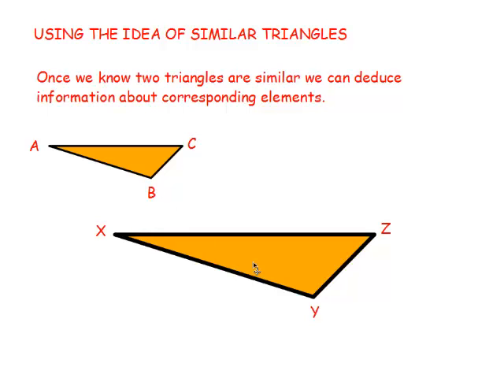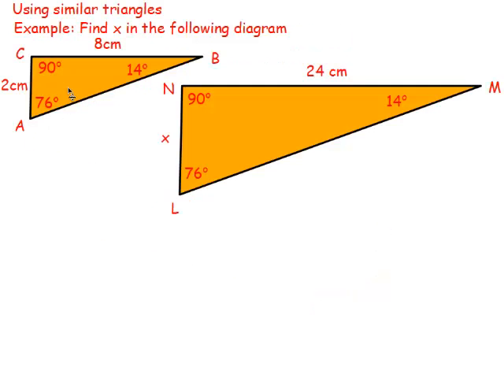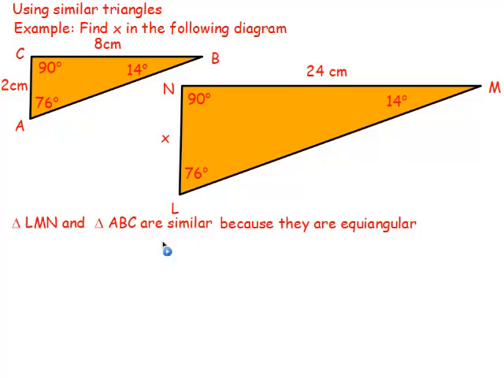Once we know two triangles are similar, we can work out other things about the triangles. Let's have a look at a couple of examples. Here are two triangles. Obviously they are similar because they have three pairs of corresponding angles equal: 90, 90, 40, 14, 76, 76. They are similar. Why? Because they are equiangular. Now therefore it follows that corresponding sides are in the same proportion.